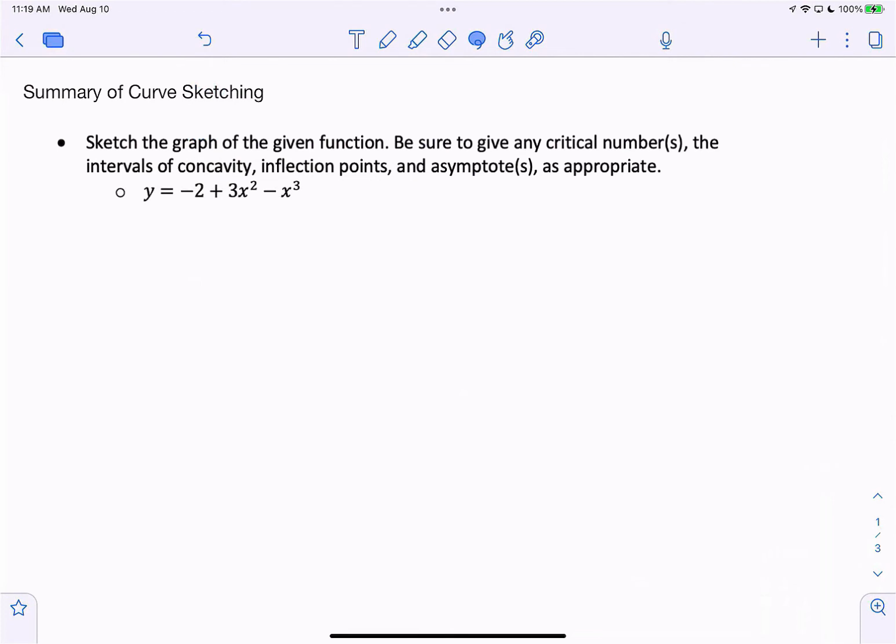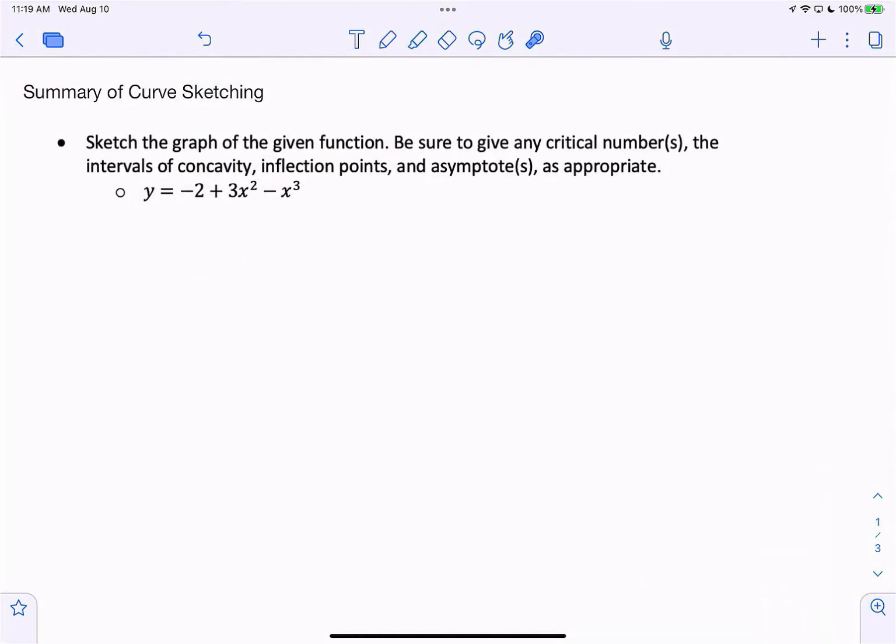Now we're going to bring together what we've seen in the last several series of videos. We're going to sketch graphs of functions using more detail than probably you've done in pre-calculus. We're going to include critical numbers, intervals of concavity, inflection points, and asymptotes as appropriate. Our first function is y equals -2 plus 3x squared minus x cubed.